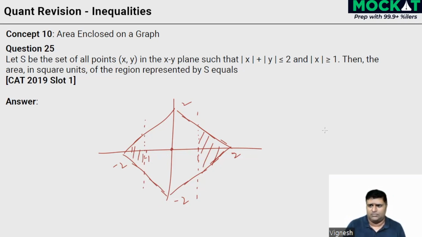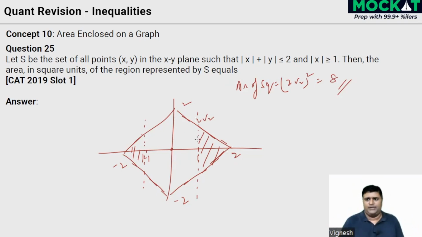So how do I find the area of the shaded region over here? For the entire thing, we know it's going to be 8, we just saw earlier. 2 and 2, this is 2 root 2. Area of square equals 2 root 2 the whole square. That's 4 into 2, 8. But I don't want these parts. If that is going to be 8, this triangle over here is going to be half of the entire thing. That's going to be 4.